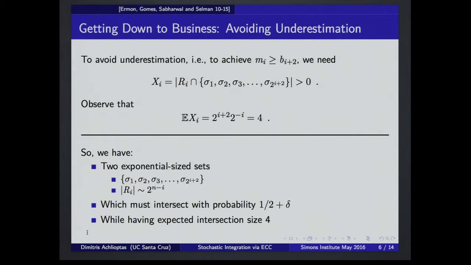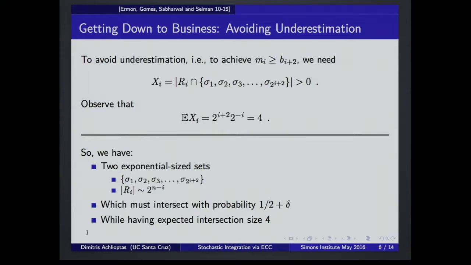So we have two exponential size sets, at least for a generic I. The top 2 to the I plus 2 elements. And then we have our random set, which is going to have size about 2 to the n minus I. We want them to intersect with probability at least 1/2, so we want the intersection to happen often, while having expected intersection size 4. So in some sense, it doesn't look like a very promising situation, okay?